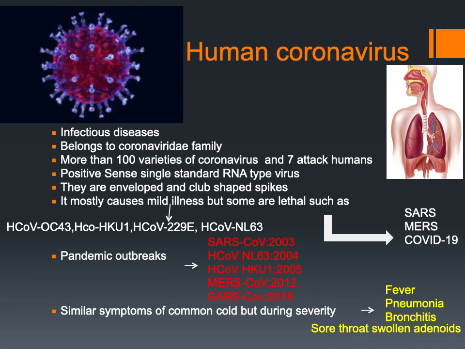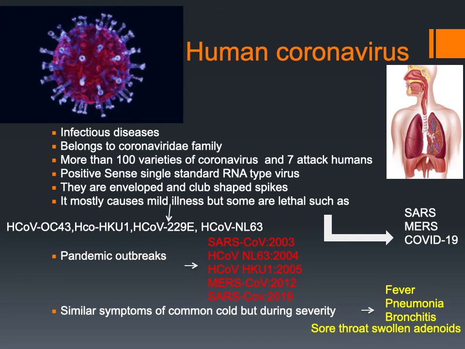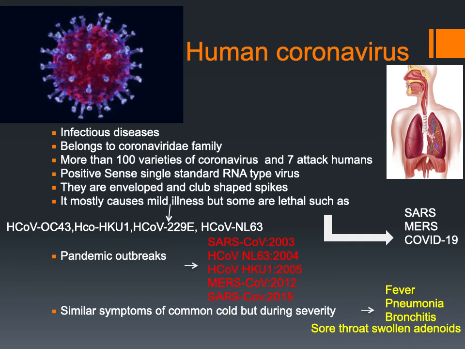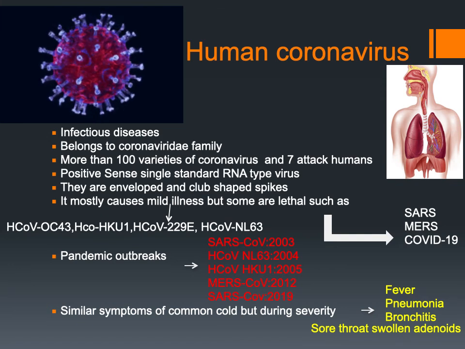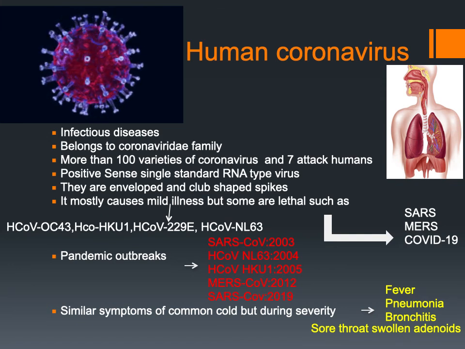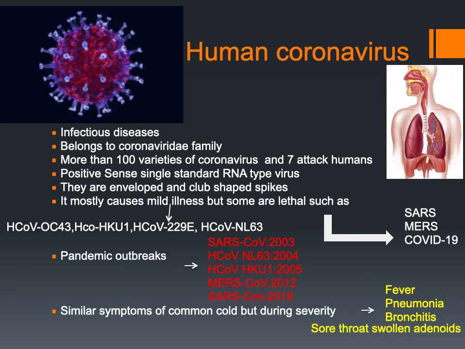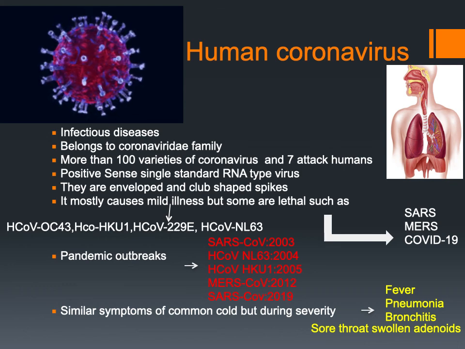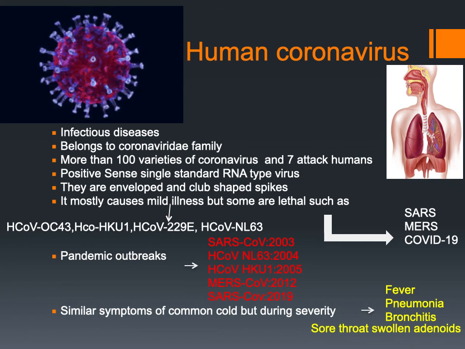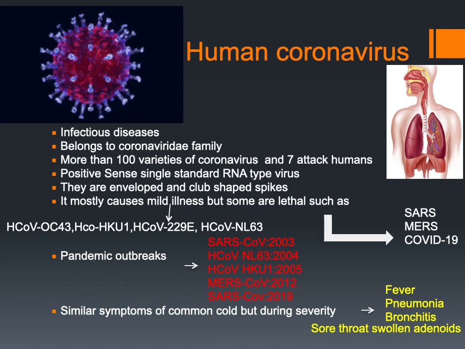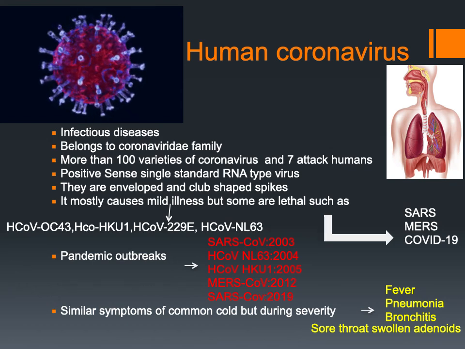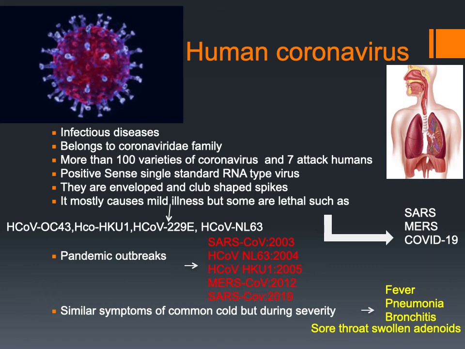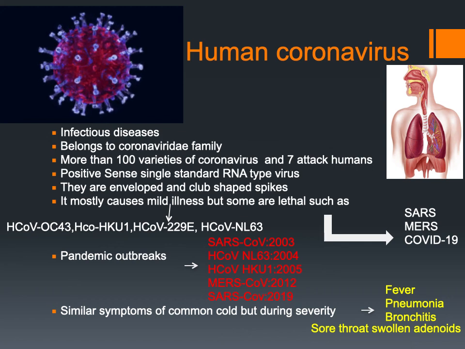Mostly this type of coronavirus causes mild infection, but in some cases it has acquired lethal status. The lethal conditions caused by coronaviruses were SARS, which means severe acute respiratory syndrome. The next one is MERS, which is Middle East Respiratory Syndrome. COVID-19 is a similar thing to SARS, but the strain is a little bit different. That is why it is called novel COVID-19 or the novel coronavirus strain.